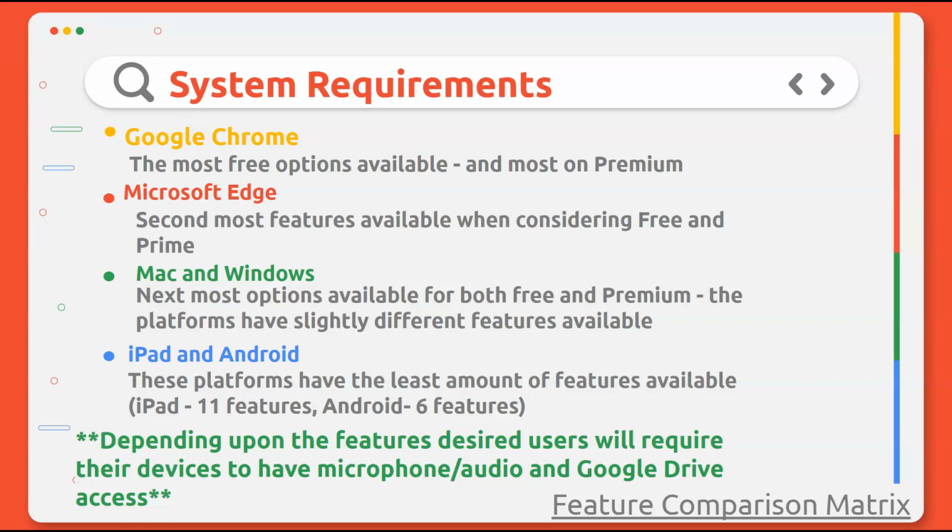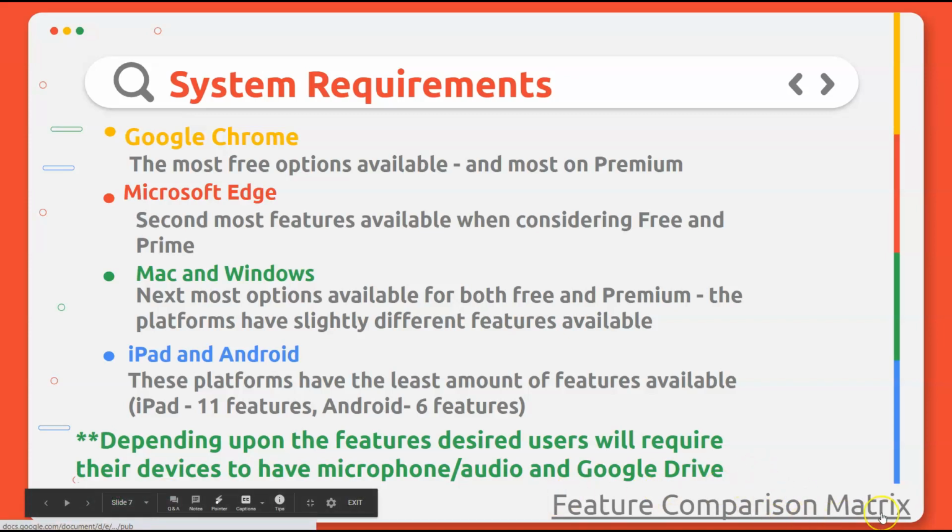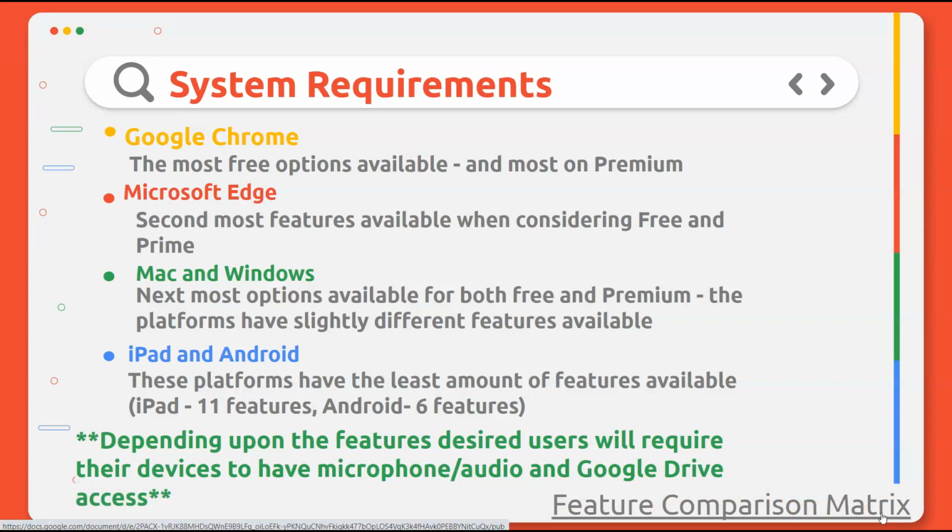Down here at the bottom right corner, you'll see a feature comparison matrix. Again, that's going to take you to this wonderful spread of what is available on which device. So if you need to make sure that there's a certain feature in this extension you want to use with your student, this is a great place to go look and make sure it's available.